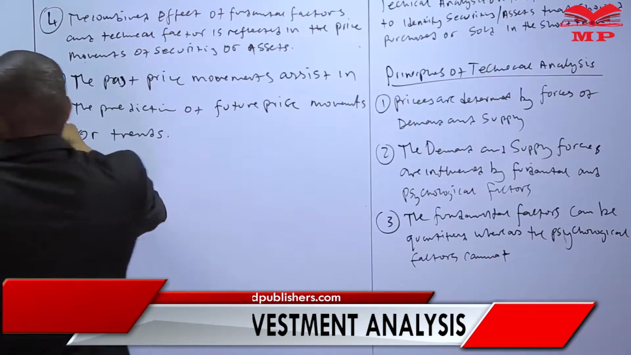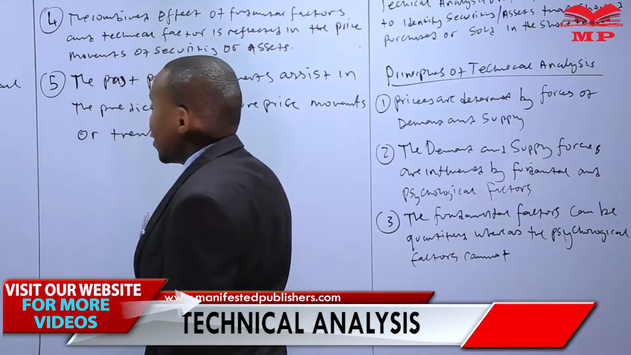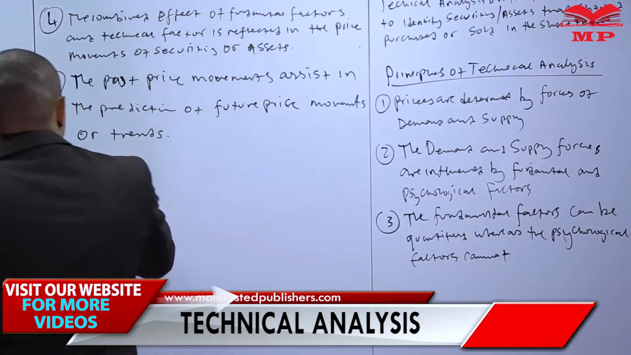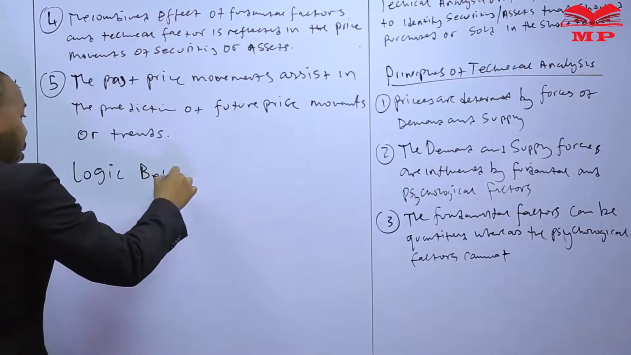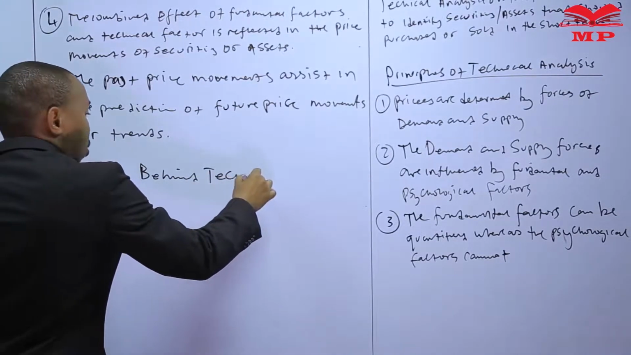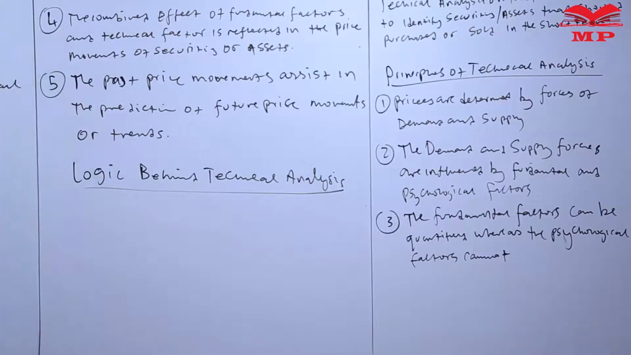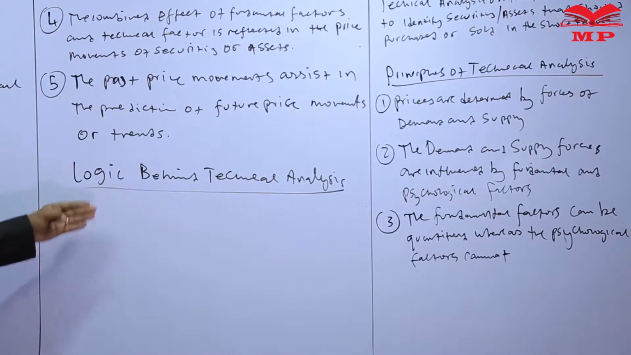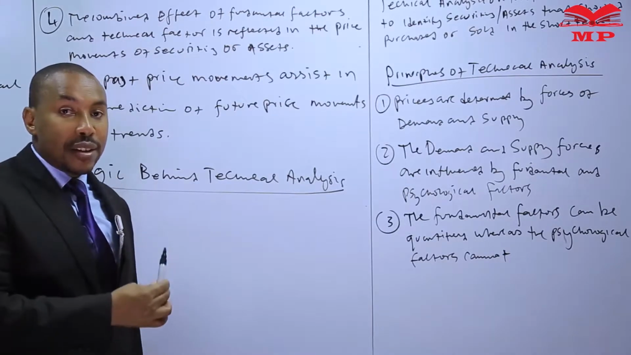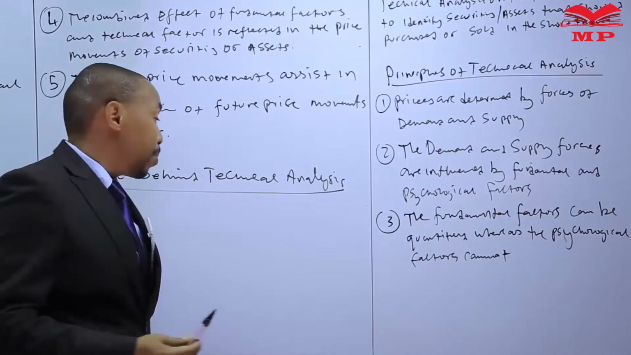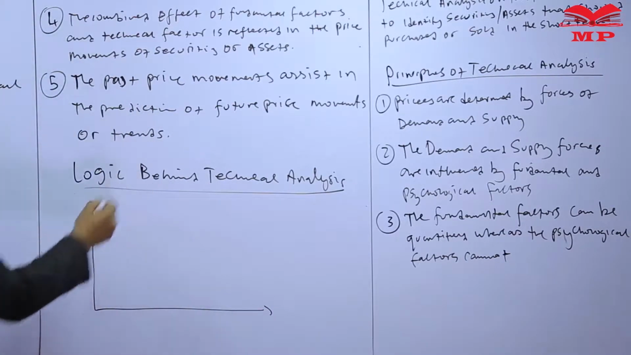Now, having looked at the technical analysis principles, let's look at the logic behind technical analysis. The best way to describe the logic behind technical analysis is to use a graph. A graph of price against time is the best example we can use to try and understand the concept of technical analysis.